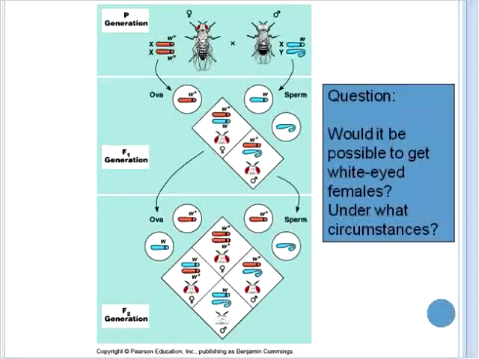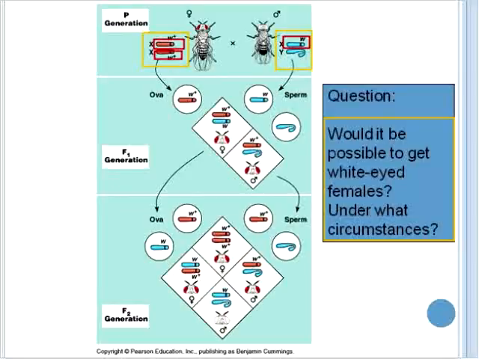So, what Morgan wondered was, is it possible to get a white-eyed female? Under what circumstances? Looking back at the cross, if you take the red-eyed female with a white-eyed male, he hypothesized that the gene for eye color was only found on the X chromosome.